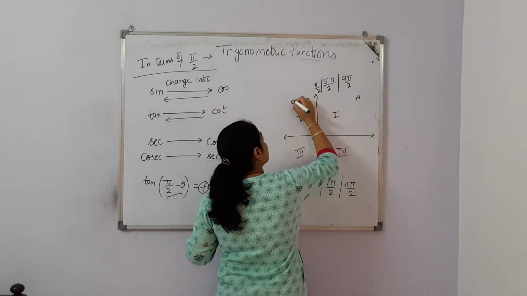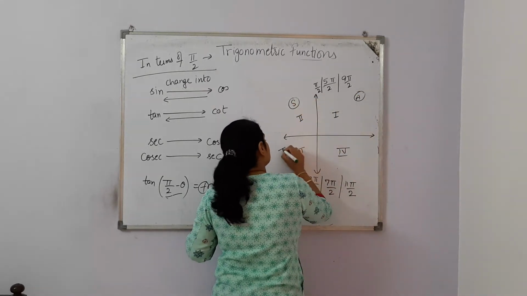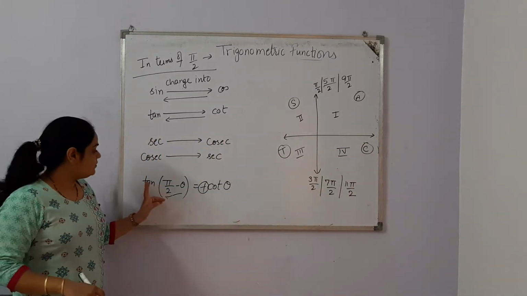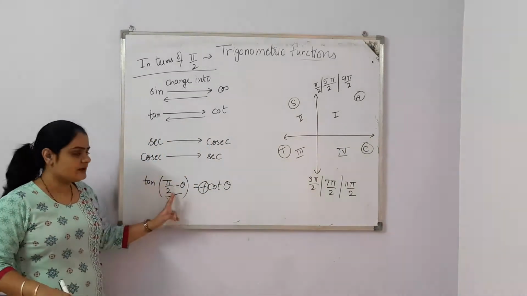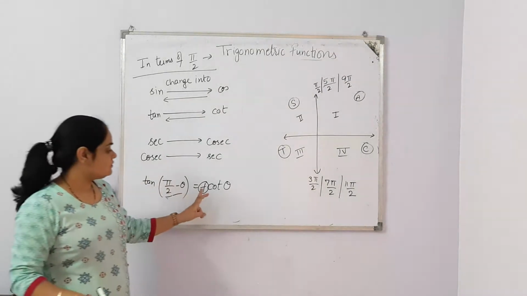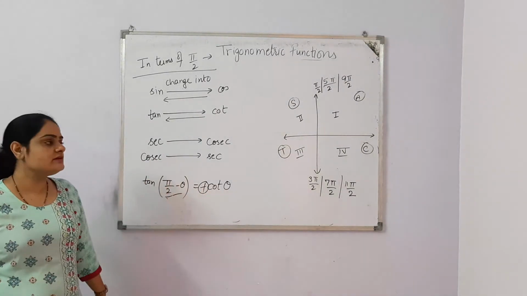Add sugar to coffee. Okay, now in the first quadrant, this is pi by 2 minus, first quadrant, tan is positive. So I have written a positive sign with cot.